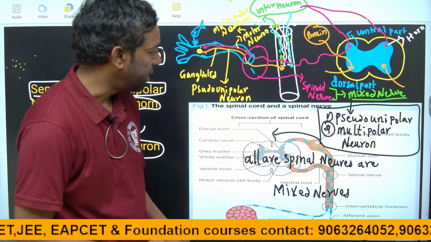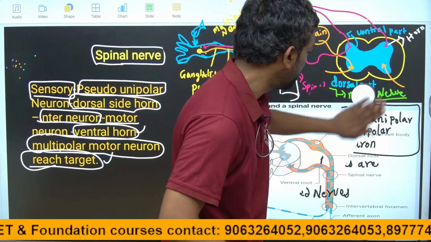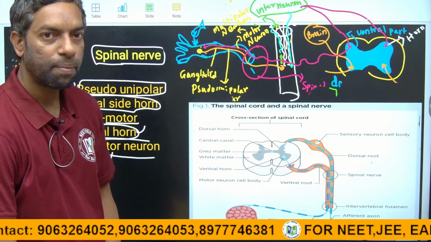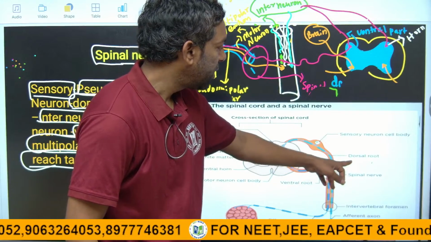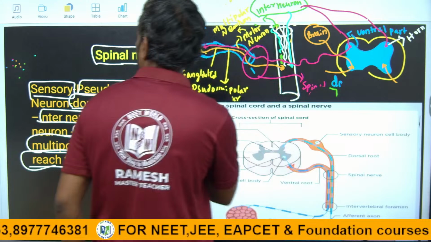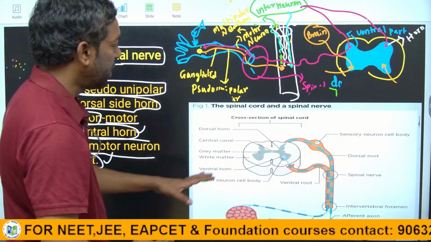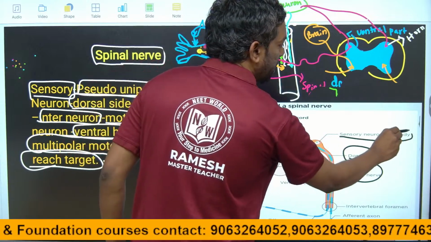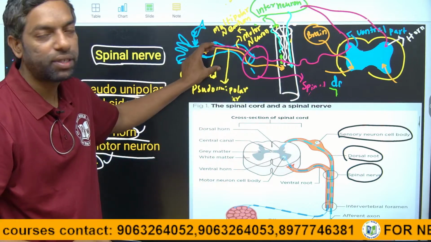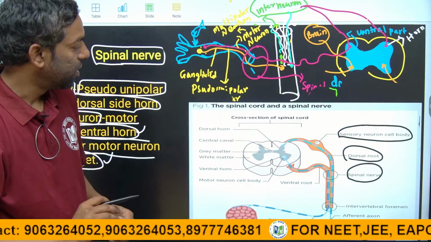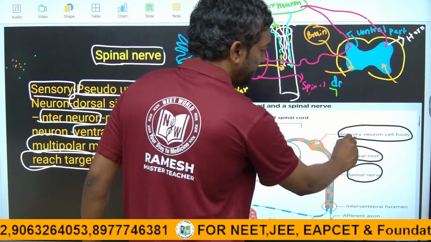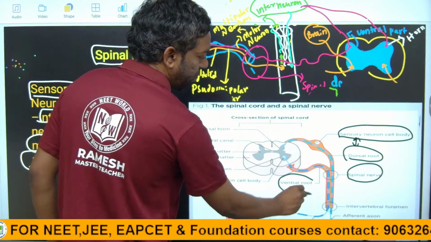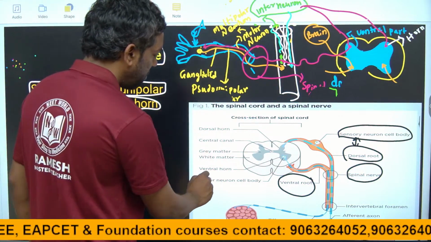Just look at the diagram here, guys. This is the spinal cord, and this is the dorsal part. The spinal nerve has a dorsal root and a ventral root. The group of sensory neuron cell bodies we can call a ganglion, right? They give the signal into the spinal cord. The dorsal root always carries sensory neurons, and the ventral root always carries motor neurons.